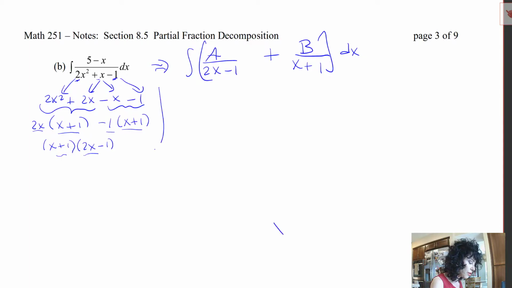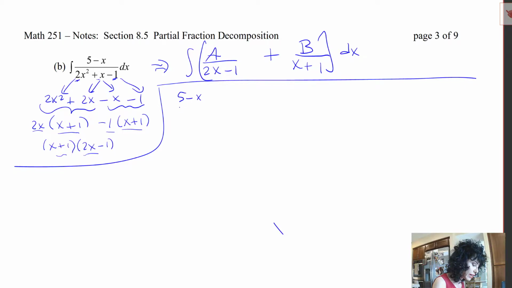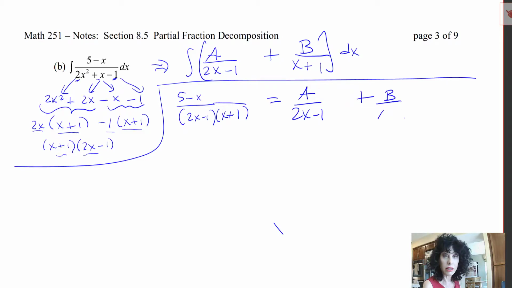So what do I have so far? I have that the original integrand, which looks like 5 minus x all over the 2x minus 1 times x plus 1, after I factored it, can be rewritten as the sum of these 2 partial fractions. Now, I like to clear fractions out. So I'm going to multiply this big old equation by the LCD, lowest common denominator, of all the fractions that appear, which is the product of 2x minus 1 times x plus 1.